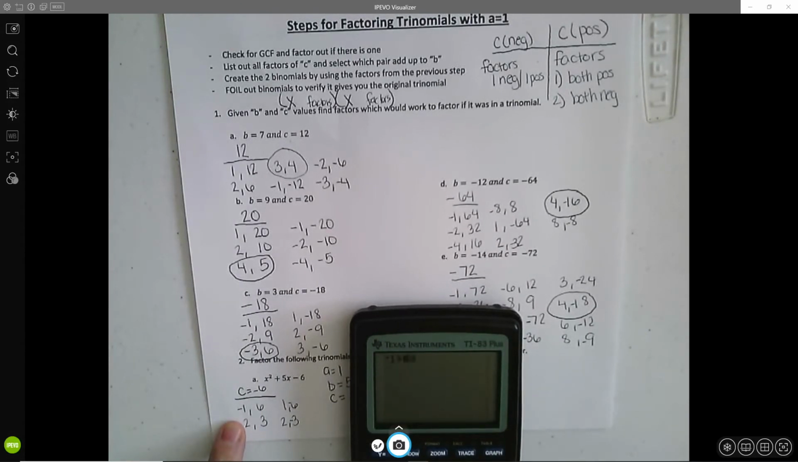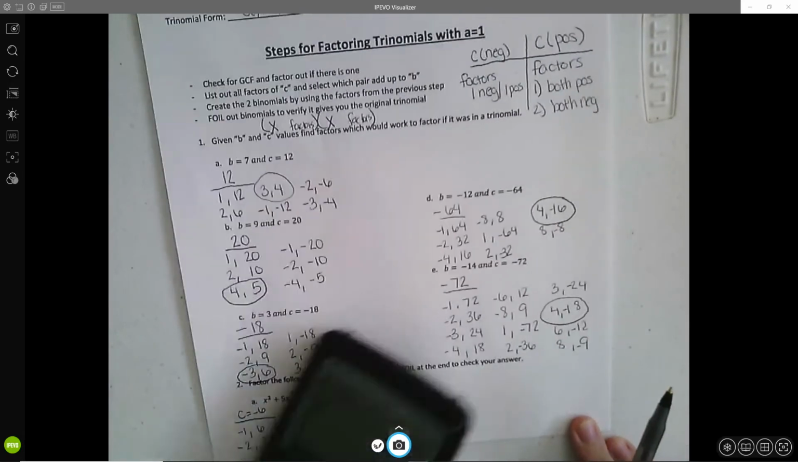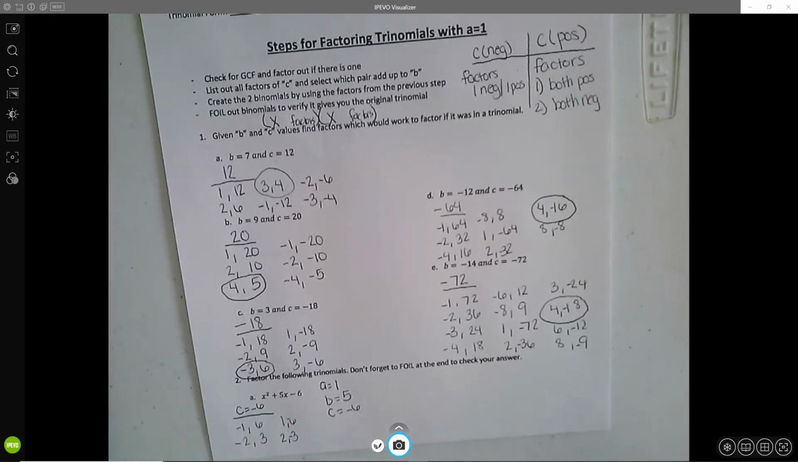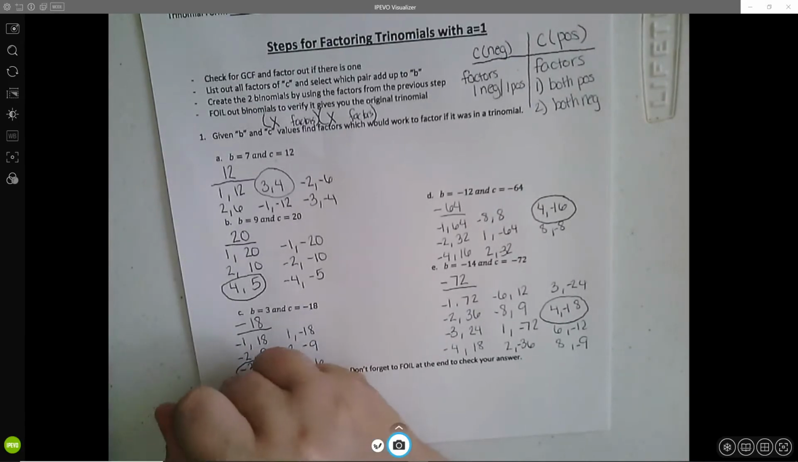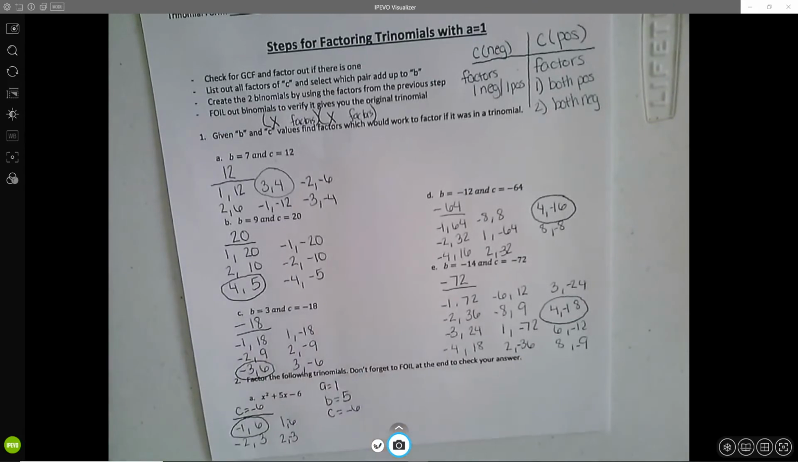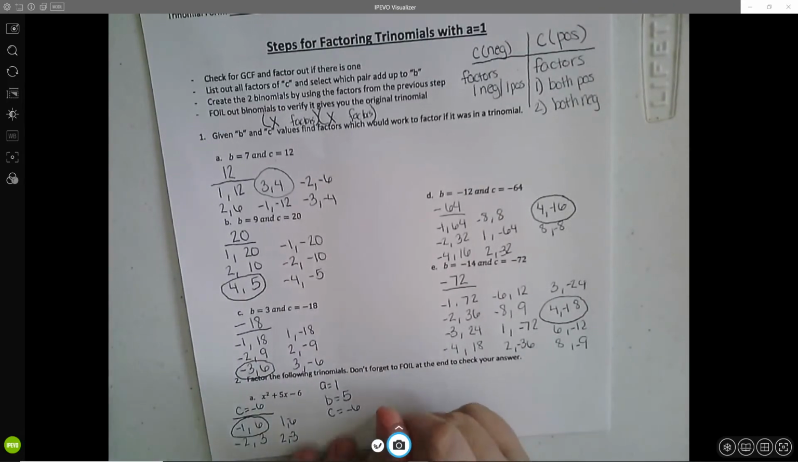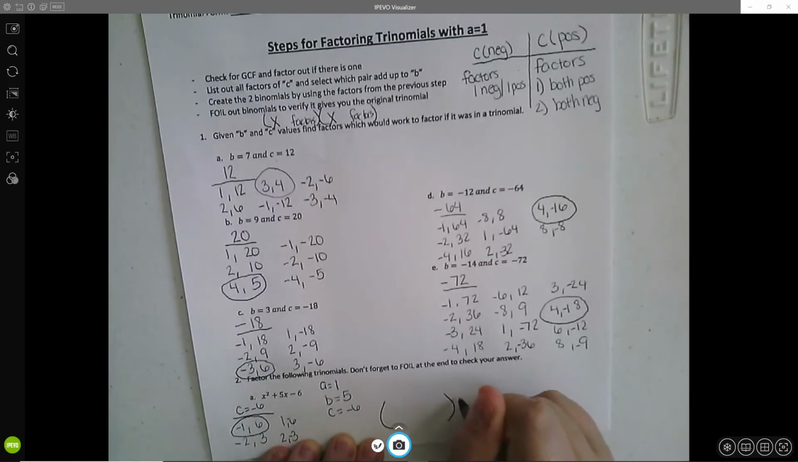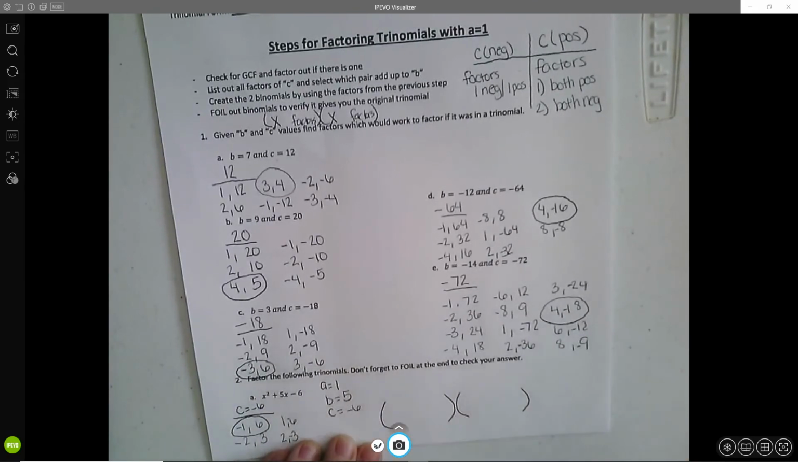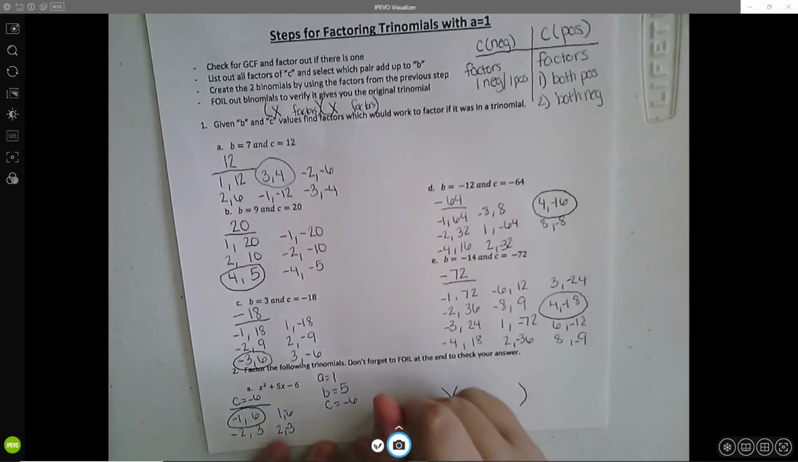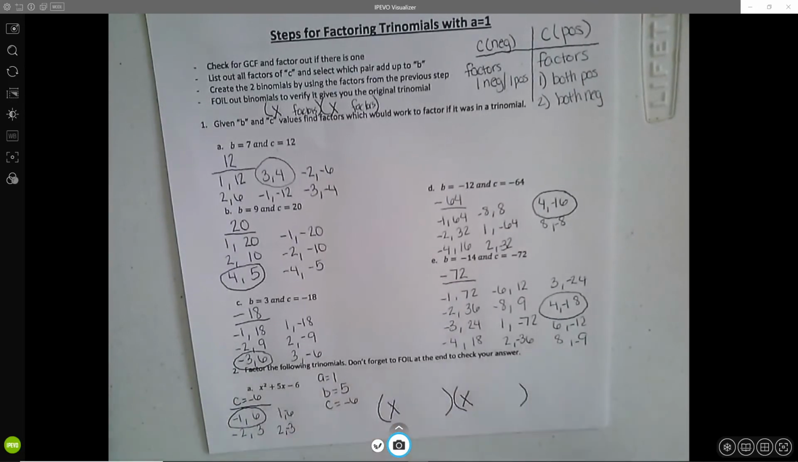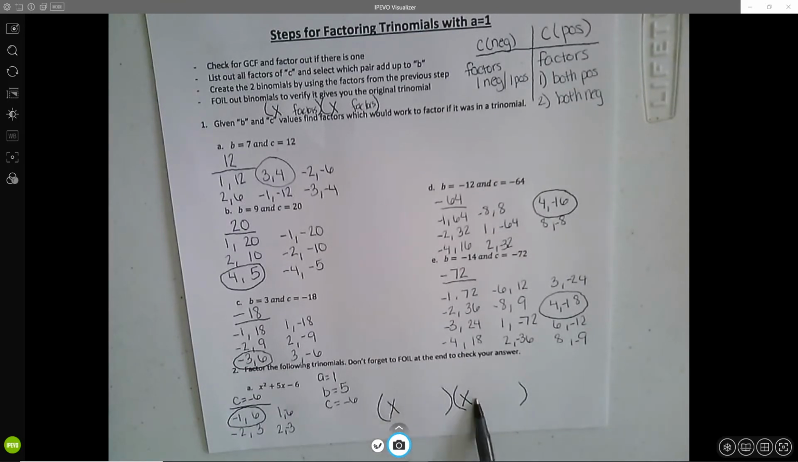Negative 1 plus 6 is 5. I'm looking for which pair, when I add together, gives me my B value, which is 5. Right there, negative 1 and 6. The only new step that these problems are getting to when you have to factor them is you have 2 parentheses. They are always going to start with x and x. Okay, they always start with what variable you see in the problem. If you had b squareds, it would be b and b. If you had c squareds, it would be c and c.